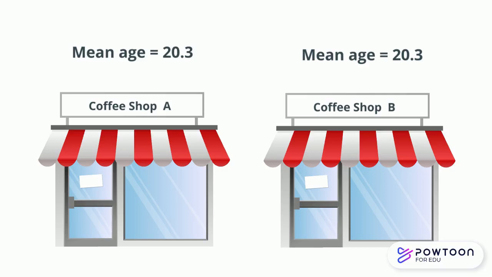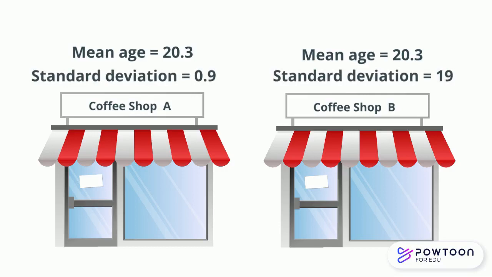However, look at the standard deviation for age of customers in each coffee shop. We see that for coffee shop A, we have a very low standard deviation, but for coffee shop B, we have a very high standard deviation. The lower standard deviation for coffee shop A suggests the ages of the customers cluster around the mean age of 20, while the higher standard deviation for coffee shop B suggests that the ages of the customers are more spread out. So let's look inside both coffee shops to see what the data really looks like.